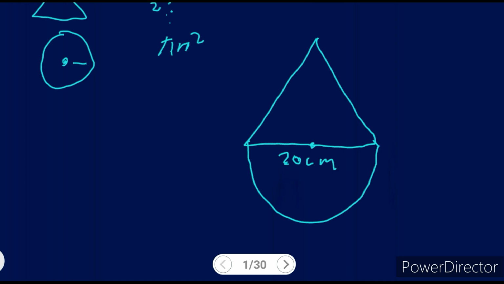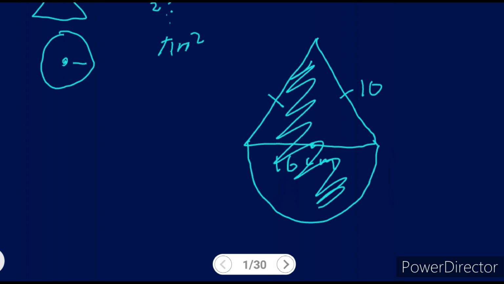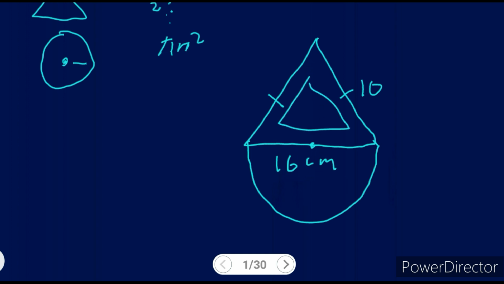And you are given that this is an isosceles triangle. Matter of fact, let me just change this 20, let's make it 16. And then let's make this 10. So this is all you're given, and you're asked to find the area of this part. In order to find the area of a combination of shapes, you just have to find the area of this part and then add it to the area of this part.